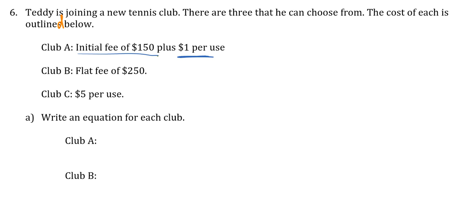That's pretty straightforward. What does Club B mean? It means a flat fee of $250. So there is no cost per use. Okay. You have to understand that when you read through. A flat fee of $250 means no matter how many times you play, you pay $250. And Club C, all it says is $5 per use. So I guess that means it has a rate, but it has no initial fee. But it's more per use, a lot more than $1 per use, right?